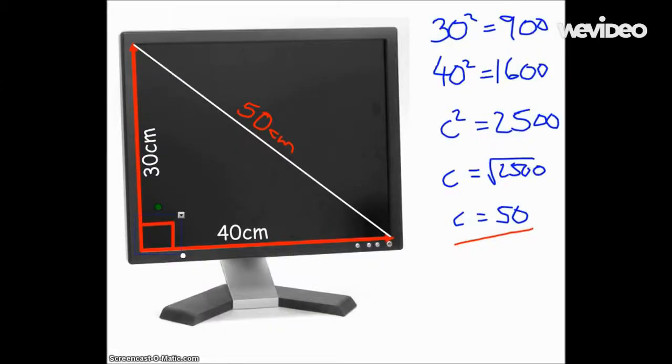Let's take a look at another example. For a computer screen, the way they determine how big your screen size is is by the length of the diagonal. Here we have a 30 by 40 screen, so we want to know the length of the diagonal. We know that 30 squared plus 40 squared again equals our hypotenuse squared, or the diagonal squared. So all we need to do is add 30 squared plus 40 squared and then take the square root. That gives us a length of 50 centimeters.